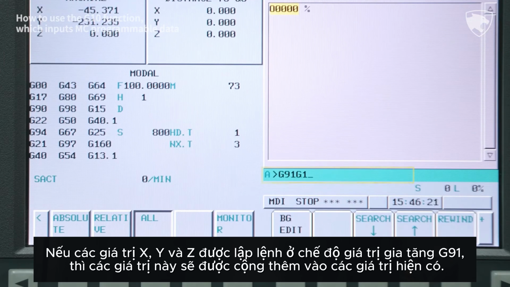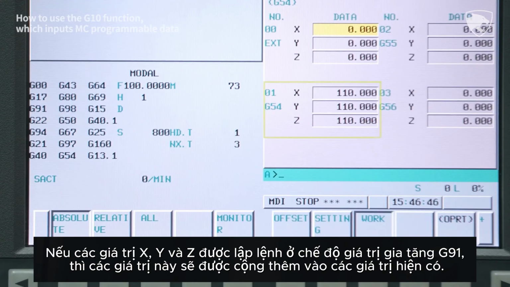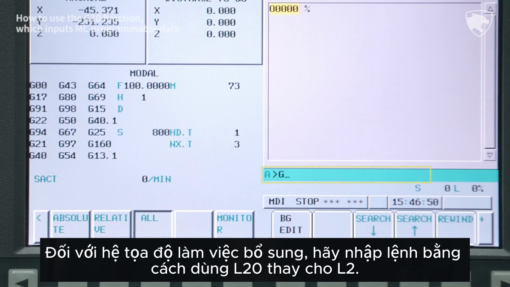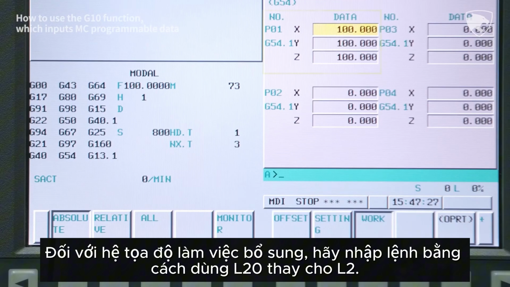If the X, Y, and Z value is commanded to the incremental value G91, the values are added to the existing values. For the added work coordinate system, command by entering L20 instead of L2.